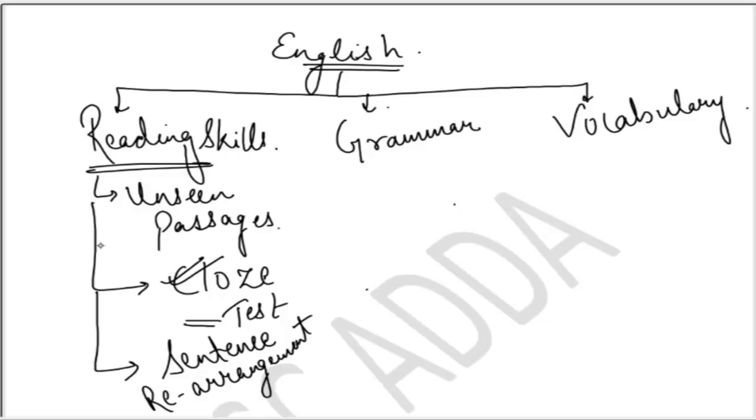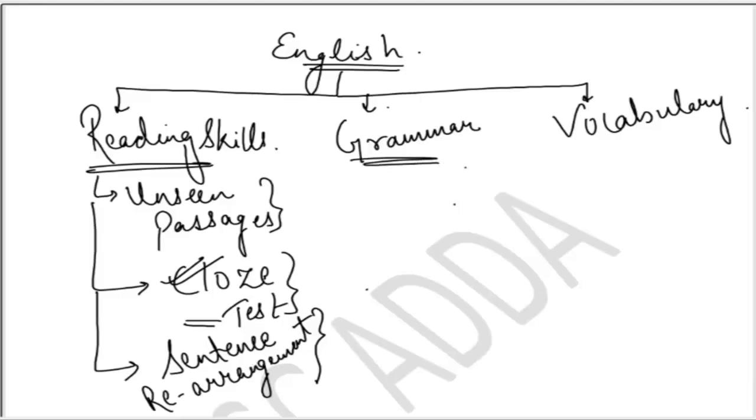All right. So for doing unseen passages, close test or sentence rearrangement, the most important thing is to read the newspaper. Although I'll tell you the tricks and techniques to solve these things, newspaper reading is the best way to learn these things in a perfect manner. All right. Next is your grammar.